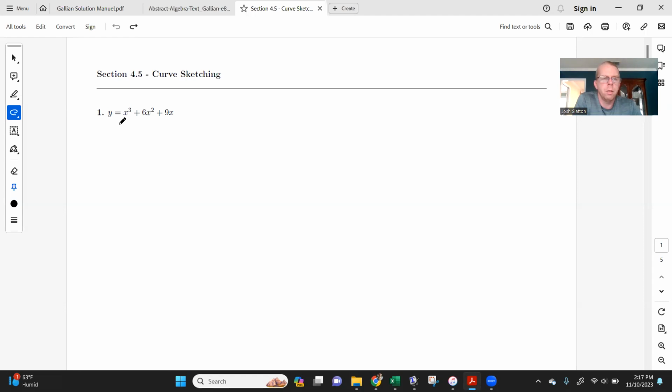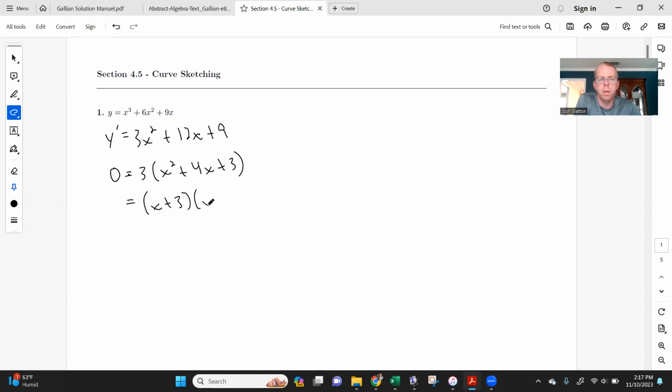So let's start. We have a basic cubic function here. Let's start by taking the derivative. So we have 3x squared plus 12x plus 9. We're going to set it equal to 0. Let's factor out a 3, and we'll divide both sides by 3, so I'll get rid of that. And then we'll factor this. So we get x plus 3 and x plus 1. And so the critical values are -3 and -1.